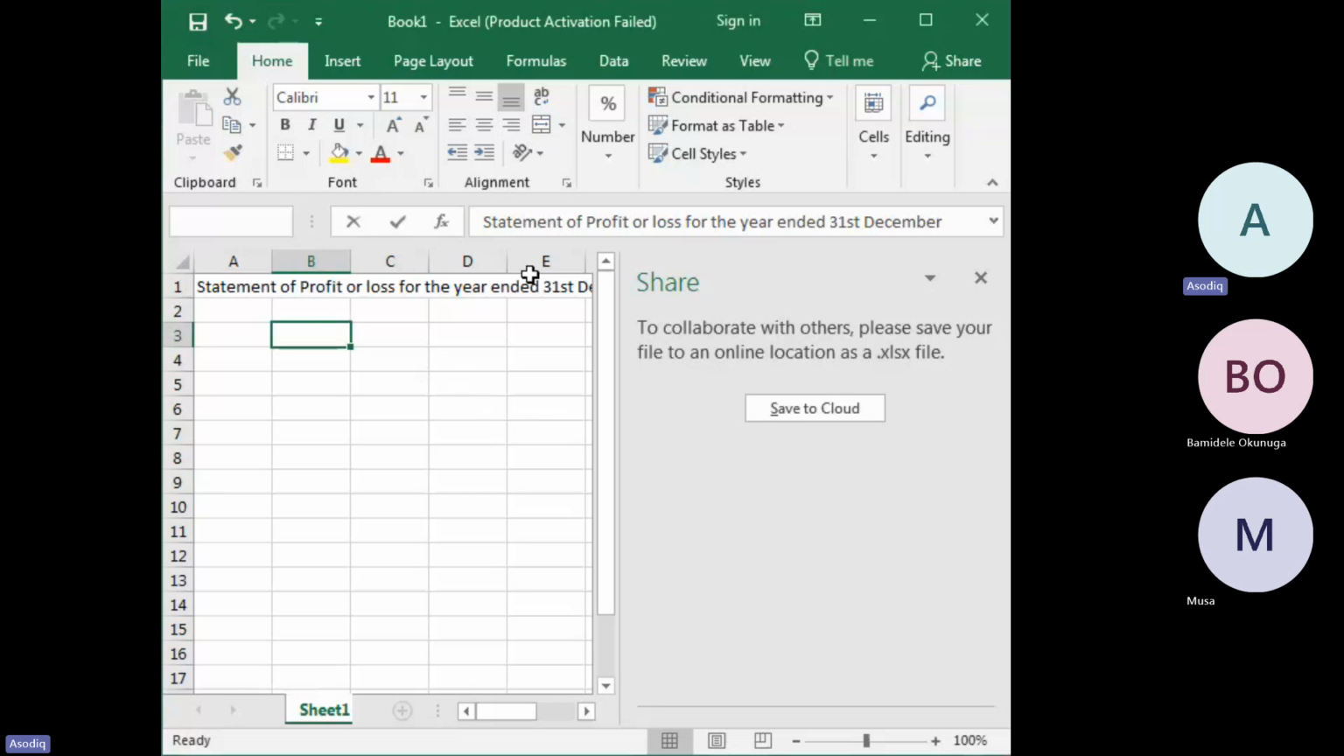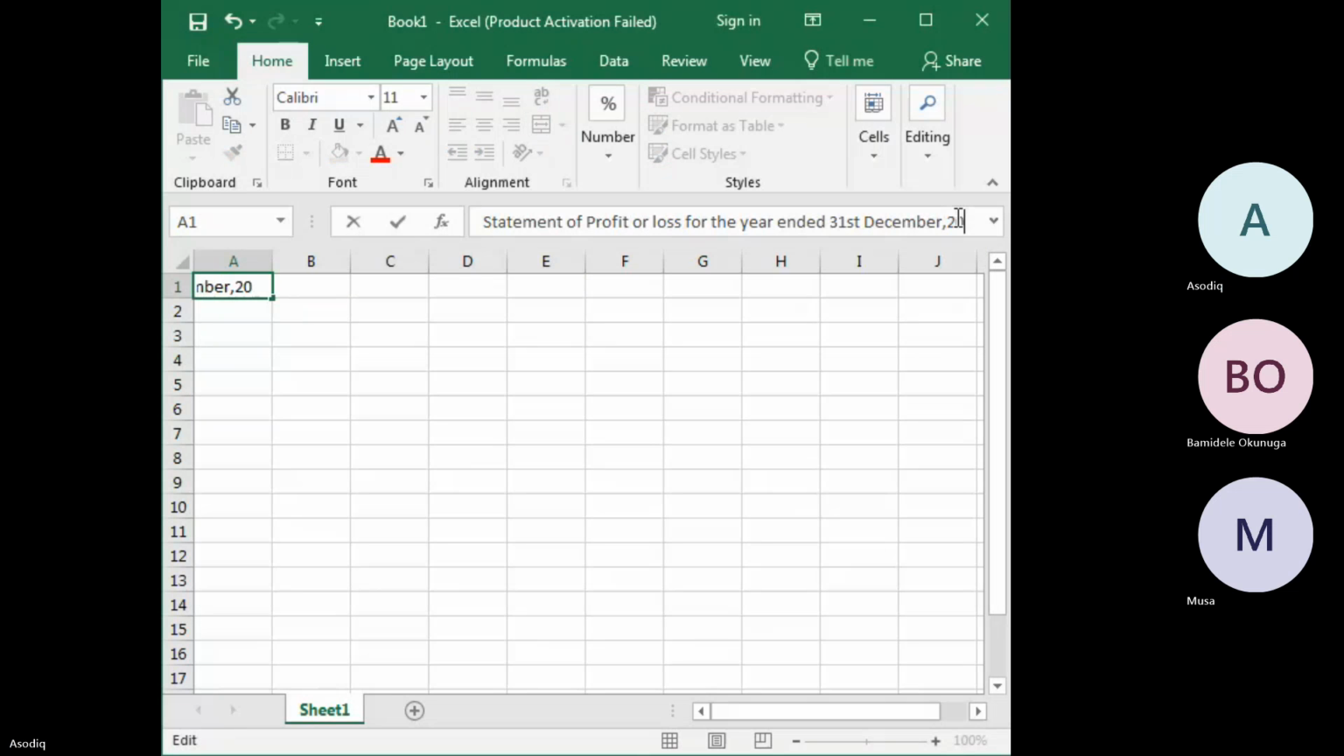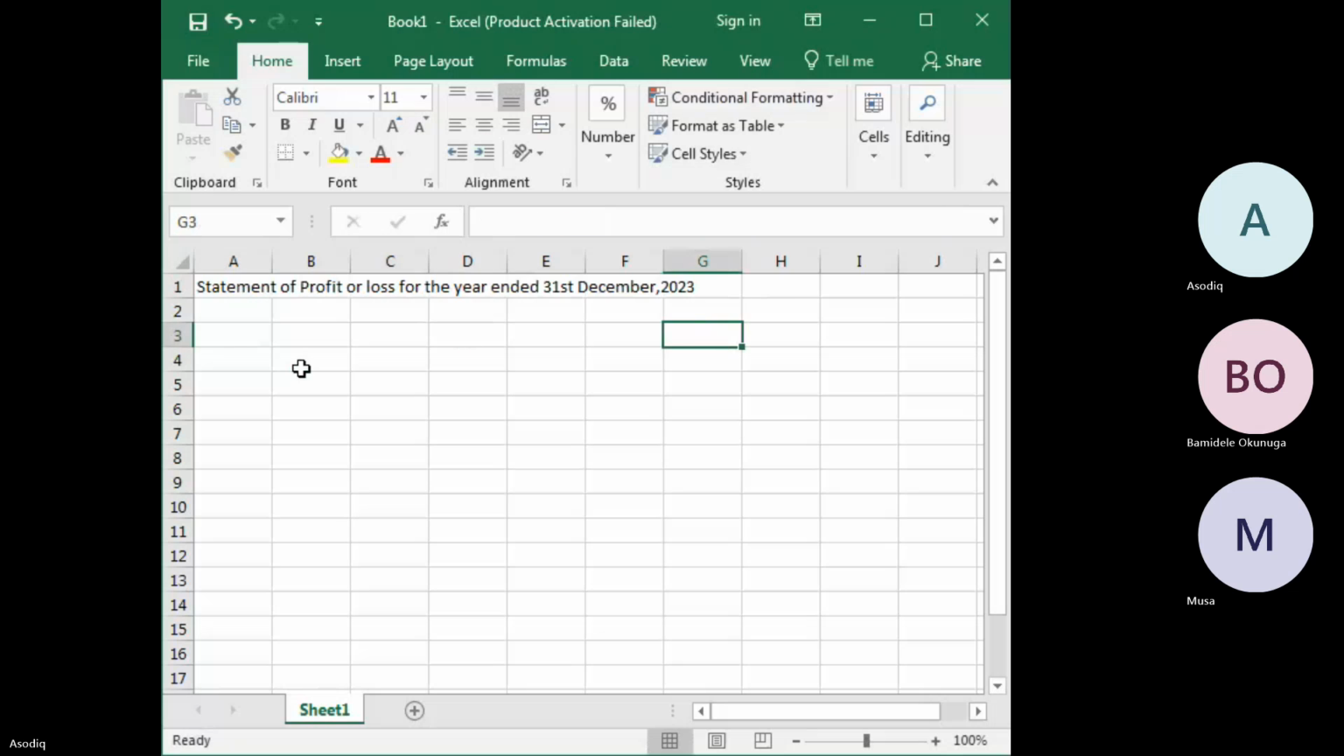Now, I have my statement of financial position for the year ended 31st December. Which period am I preparing my account for? That means 2023. First, my currency sign. If it is in naira, you are going to recognize that, and if it is not in naira, you recognize whatever currency they are giving you. So very, very important.